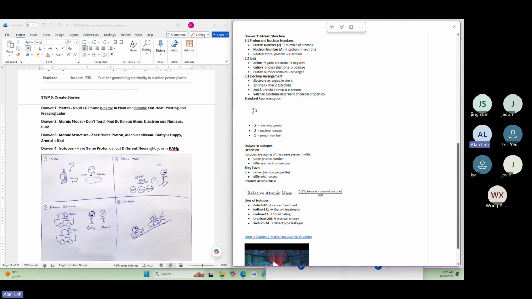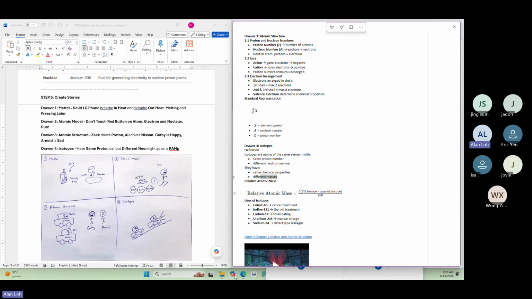And this is going to help you to remember same chemical properties, but different physical properties. Masses, different masses mean different physical properties. Then why RAM? RAM, see, relative atomic mass, right? Because car go on a ramp, RAMP, right? So it's helping you to remember there's something that you need to know about relative atomic mass, RAM. Okay, so that is the story.